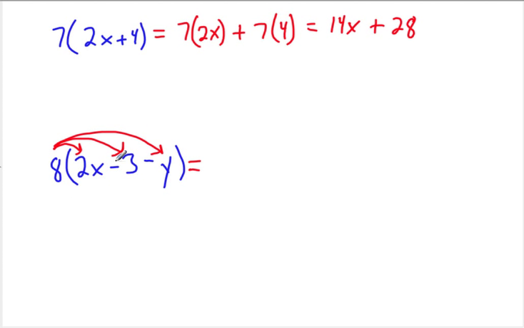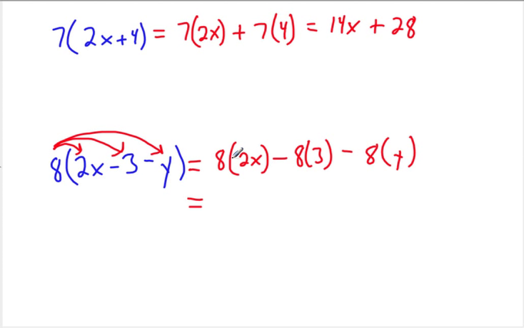The subtraction does change things a bit. So the first thing, we have 8 times 2x. Then instead of the plus that we put here, we have a minus. So we'll put minus. And we have 8 times 3, minus, again, 8 times y. So I'll just go below to show that.